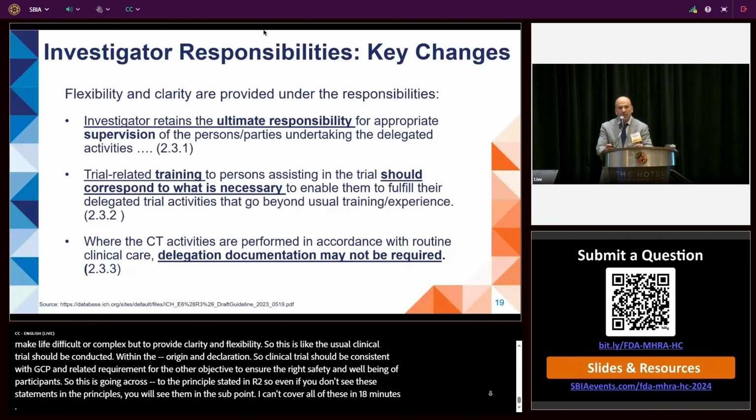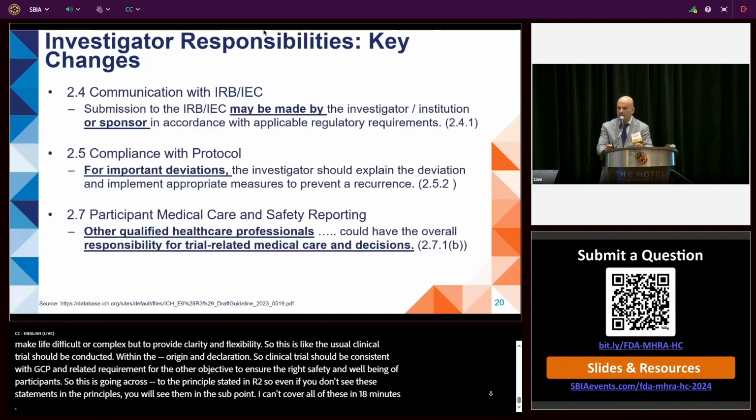Also, delegation documentation may not be required for clinical trial-related activities that are performed in accordance with routine clinical care. This is key, especially for decentralized clinical trials, when you have healthcare professionals that are not part of the study team, but undertaking some of the activities that are related or key for the clinical trial. Again, more flexibility when it comes to communication with the institutional review board and the independent ethics committees.